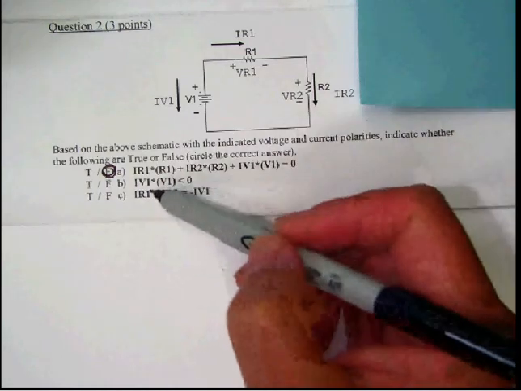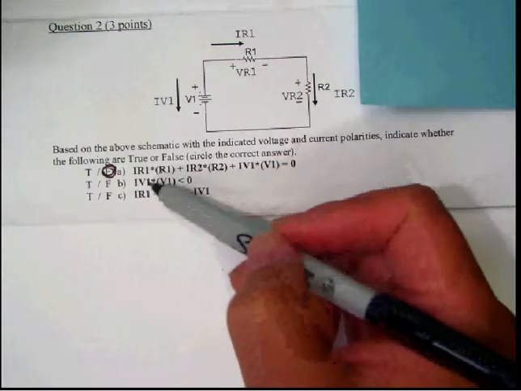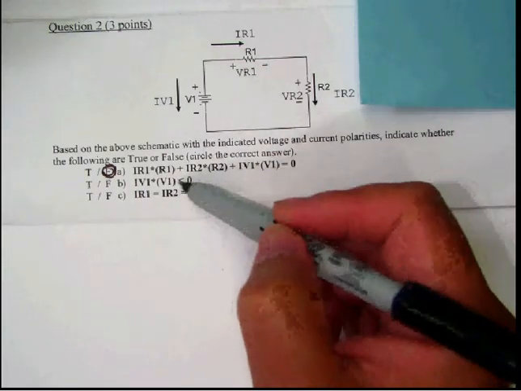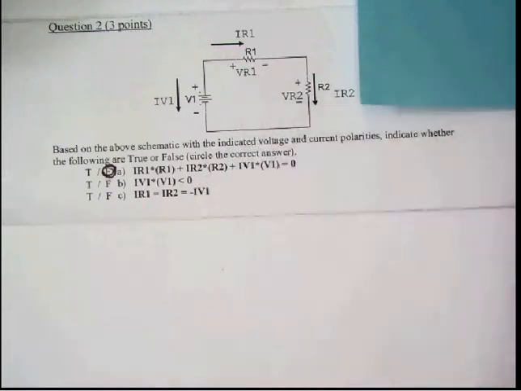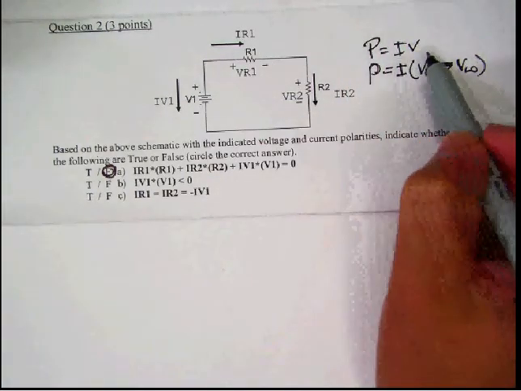Next question, B. We've got IV1, a current times voltage V1. So current times the voltage is power. And they're asking, is this negative or positive? Well, to figure this out, we've got to remember how power is actually defined. And power, of course, is a current times a voltage.